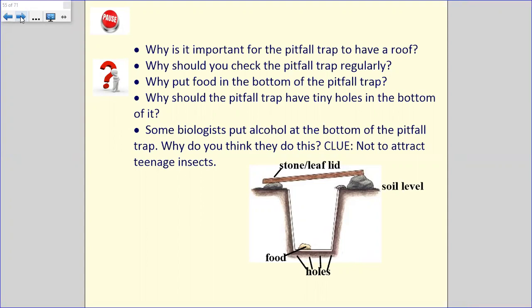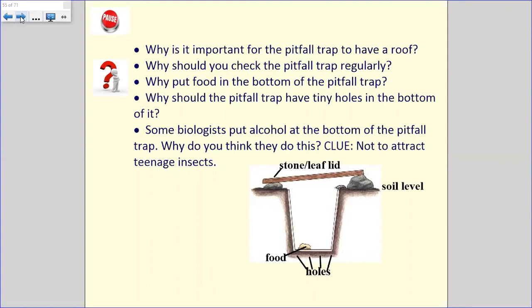Okay, so why is it important for the pitfall trap to have a roof? Well, if you have a cup full of insects in the ground and no roof, any birds flying overhead will just think it's a McDonald's fly-through, shoot down fast food, and when you go to check your pitfall trap, there's absolutely nothing there. So it's just to cover up and hide the insects that you collect to stop them being eaten. Why should you check the pitfall trap regularly? Well, because insects can escape quite easily.